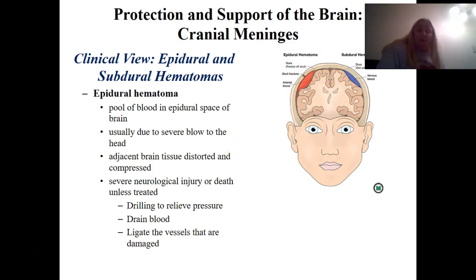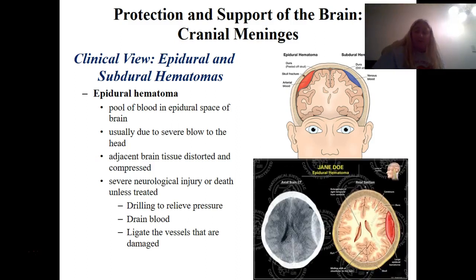For the treatment, because it's your brain and the cranial bones don't allow for any movement, they have to relieve the pressure before the brain itself gets compressed so much that the tissue starts dying. So they're going to drill through the cranial bone to relieve the pressure. And then they'll treat the disorder by fixing wherever is bleeding. And hopefully you'll not have any loss of brain function. There's another figure showing an epidural hematoma and what it would look like on a CT scan.